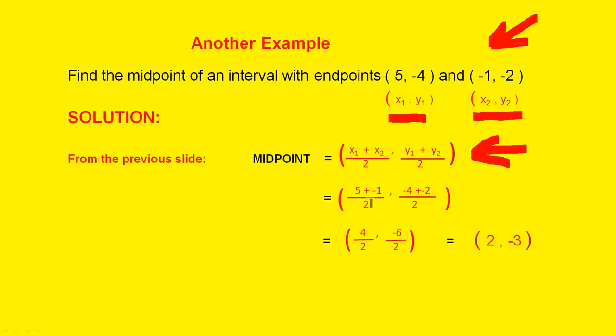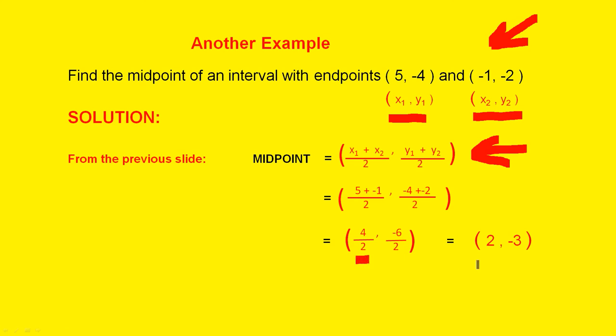Now, 5 plus minus 1, whenever you have these two signs close together like this, they become a minus sign. So these will change into a minus sign. So it's really 5 minus 1. That's where you get your 4. Now minus 4 plus minus 2, whenever you have these two signs here like that, they also become a minus sign. So you have minus 4, minus 2, that gives you minus 6.